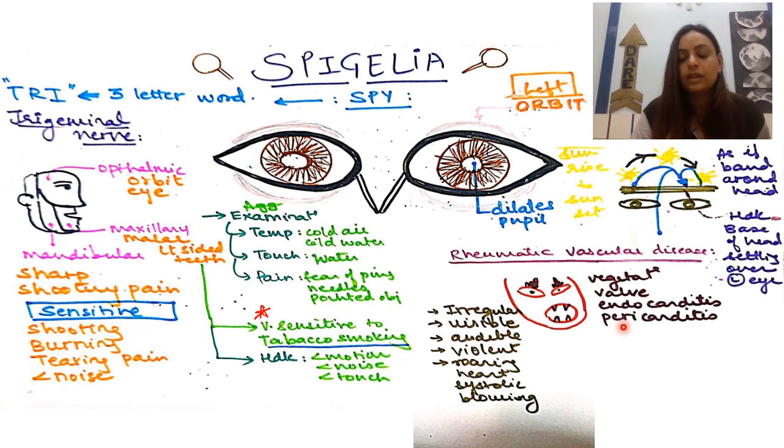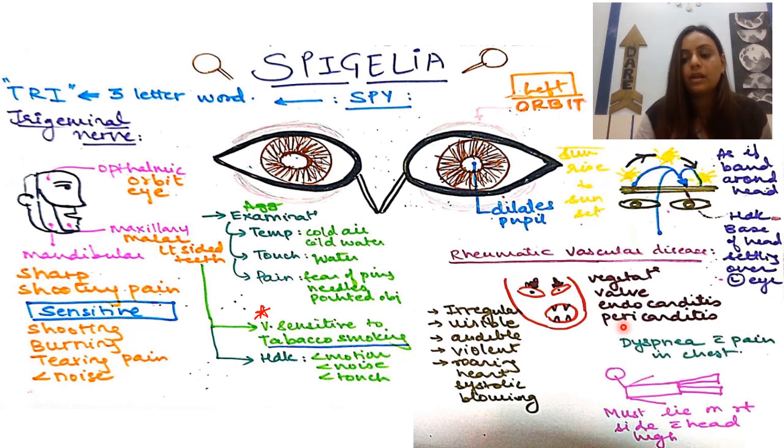All right. Now, since there is a heart affection, the person might have dyspnea in the later stages. Let us also see the dyspnea characteristic by this picture. The dyspnea of this individual is associated with pain in chest, and the person must lie on the right side, with head held high. So there are two things: dyspnea with pain in chest. How does he feel better? By lying down. Now, what is characteristic in it?